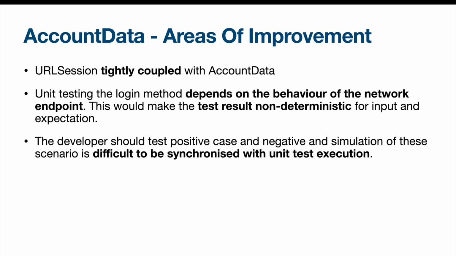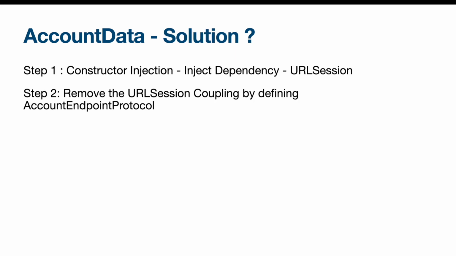How can we make this better? What's the solution for this? The solution would be to use constructor injection, where we inject the URL session dependency. In addition to this, rather than directly using URL session, we will be using an abstraction, which is the account data endpoint protocol, wherein the tight coupling with URL session is removed. Also, the behavior of how the data task method works could be controlled for test versus actual production implementation.